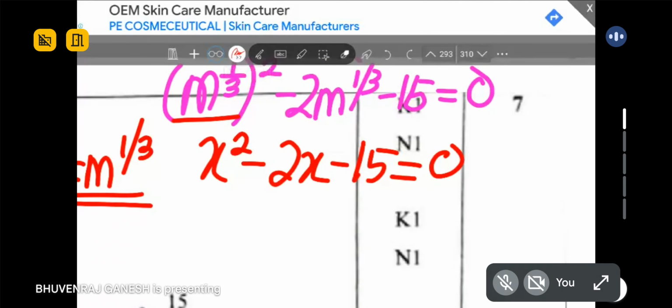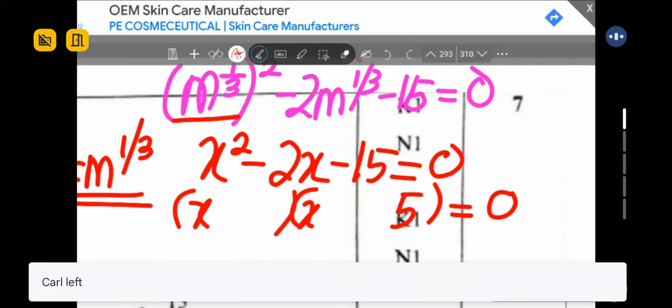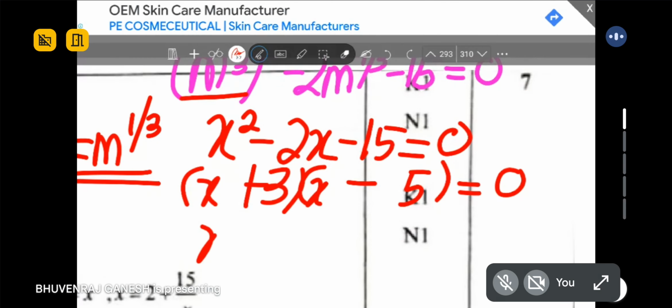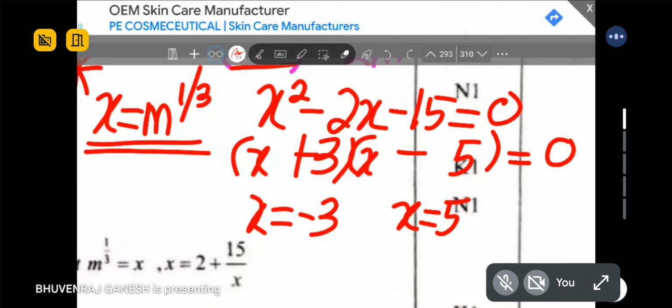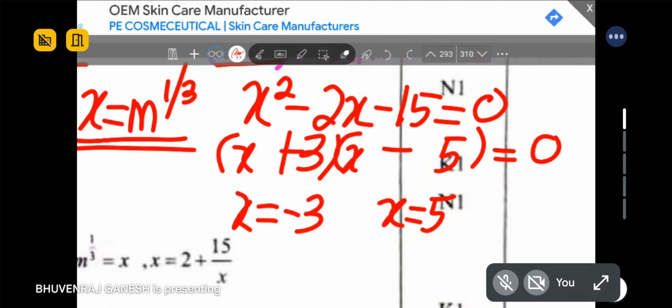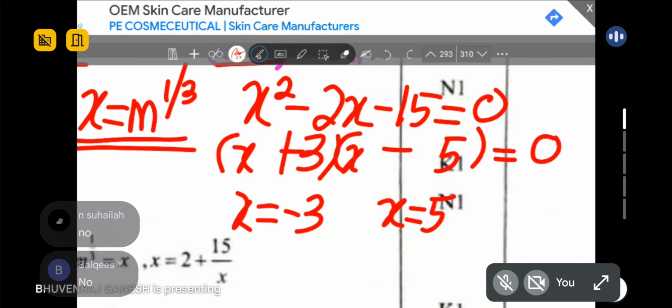Okay? Alright. So now, factorize. Boleh faktorkan. So you get x, 5, 3, negative, positive. So your answer is x equals negative 3, x equals 5. So guys, do we accept these two answers? Yes or no? Adakah kita terima dua-dua jawapan ni? What do you think? Do we accept the two answers? Yes or no? Okay, which one are you guys going to reject?